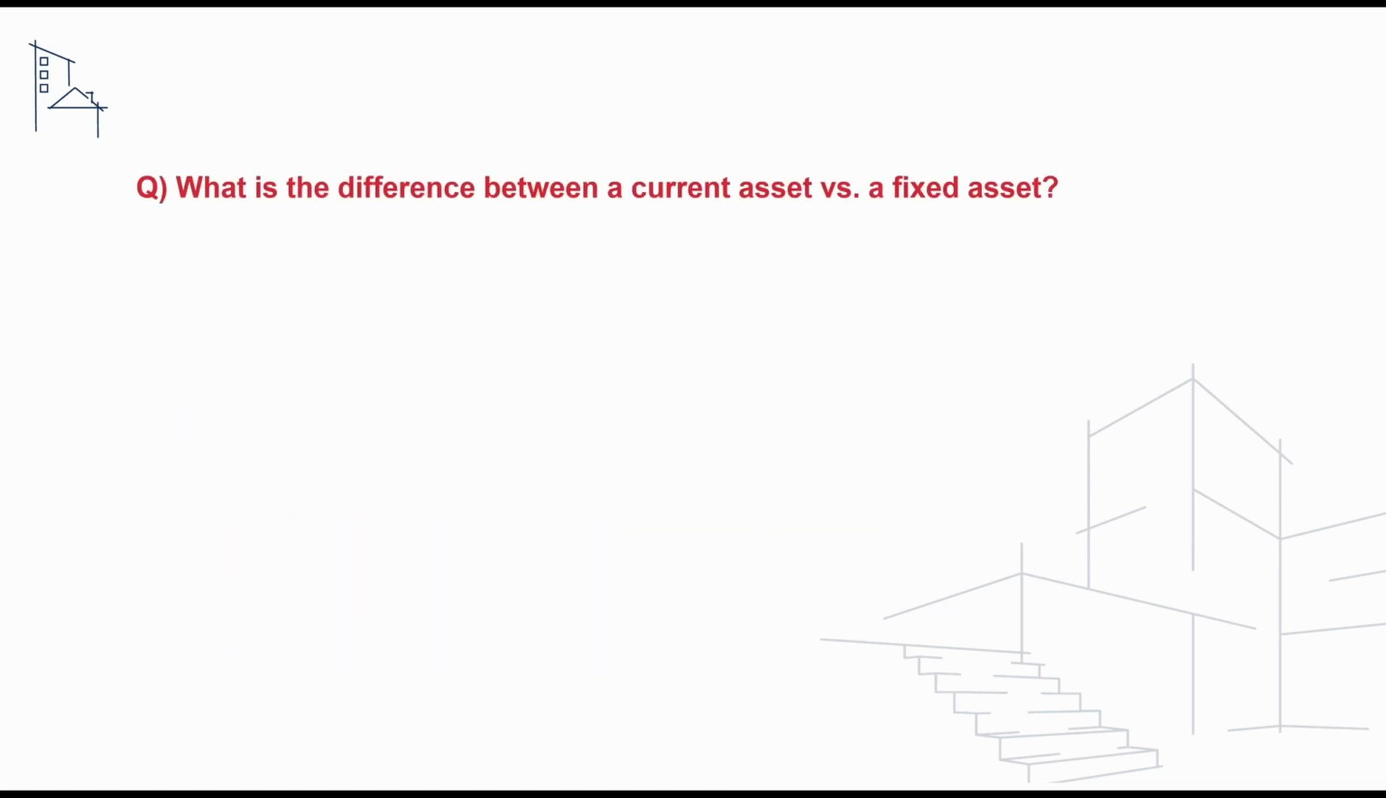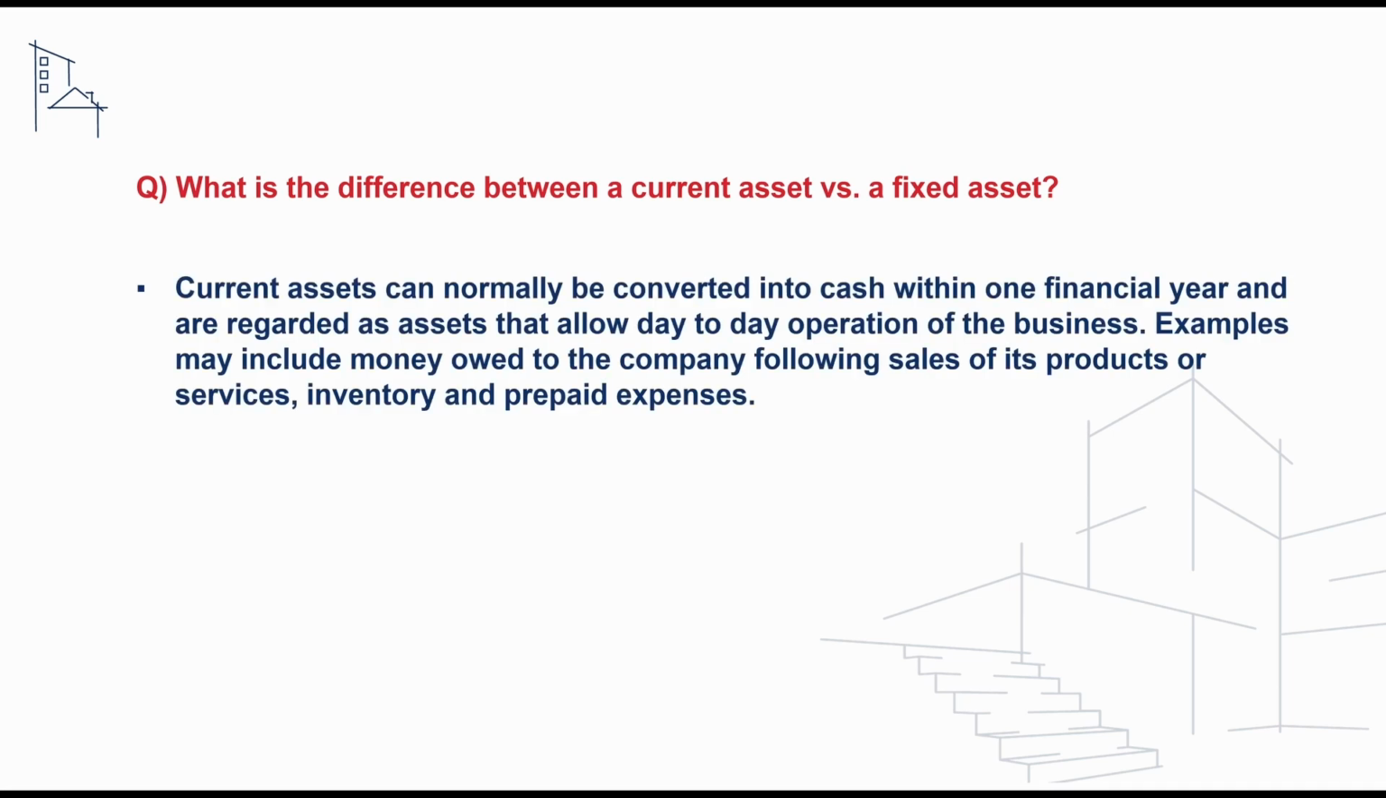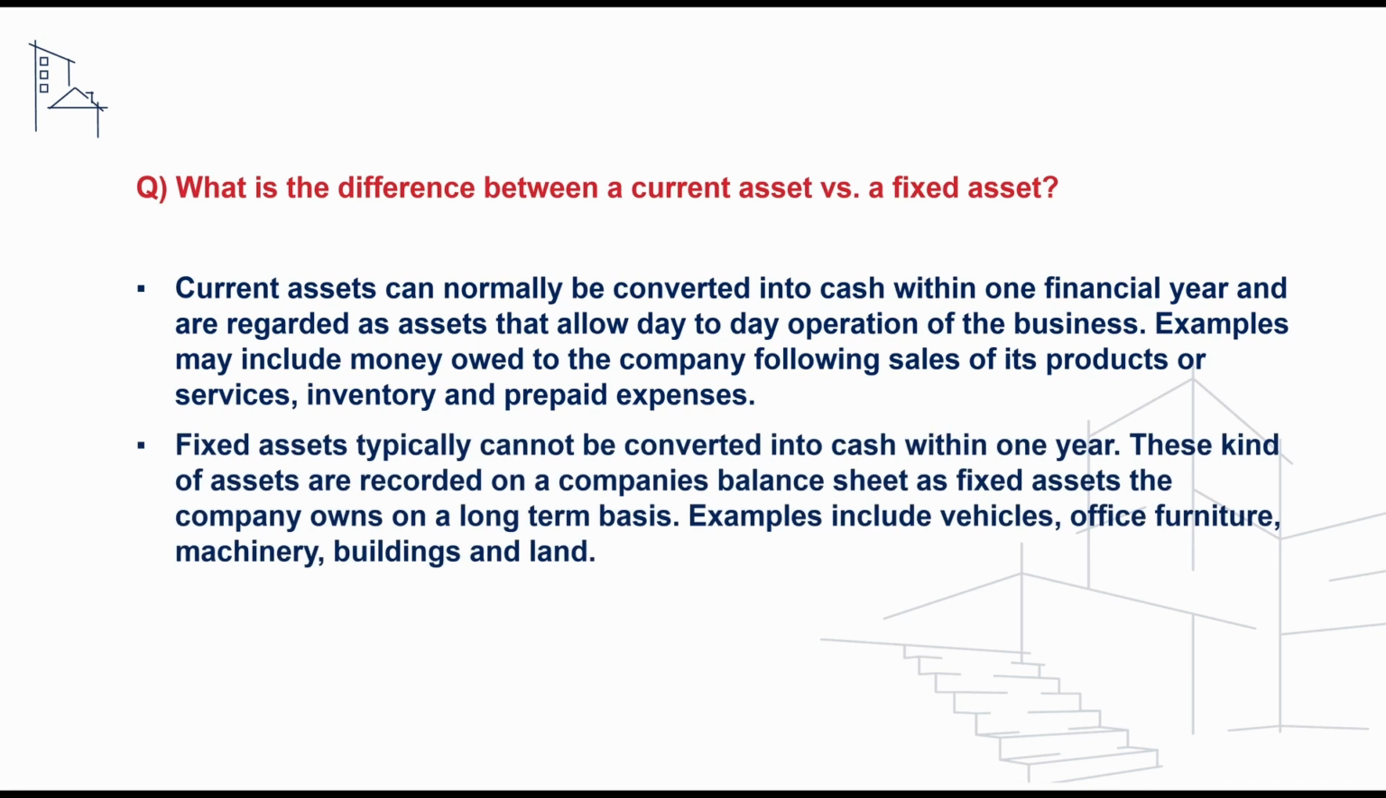And the next question we'll take a look at is what is the difference between a current asset versus a fixed asset? And to address this, we can say that current assets can normally be converted into cash within one financial year and are regarded as assets that allow day-to-day operations of the business to continue. Examples may include any money owed to the company following sales of its products or services, inventory and prepaid expenses, whereas fixed assets typically cannot be converted into cash within 1 year, and these kind of assets are recorded on a company's balance sheet as fixed assets that the company owns on a long-term basis. For example, any vehicles, office furniture, machinery, buildings and land.